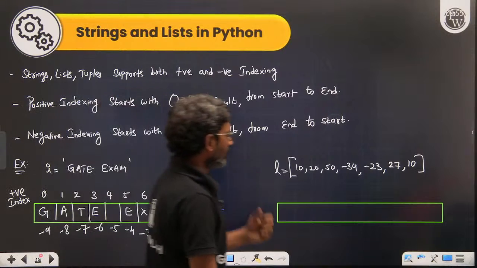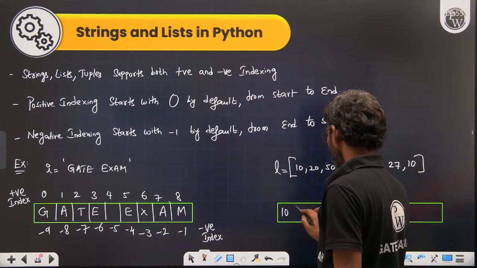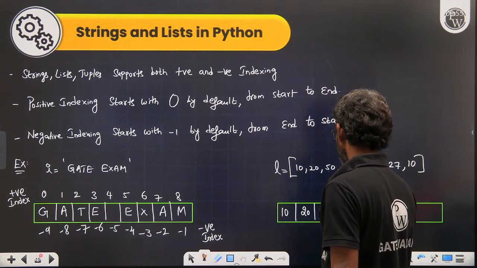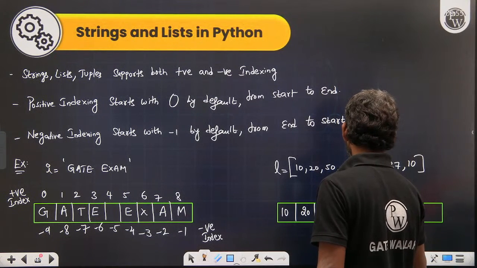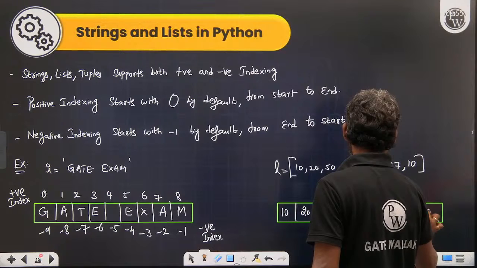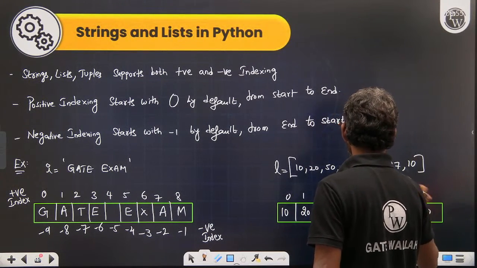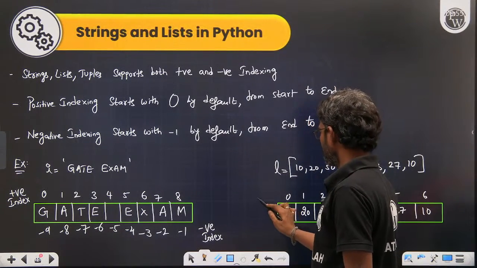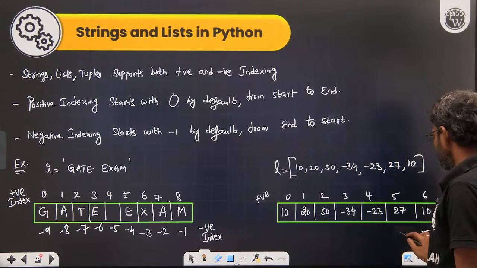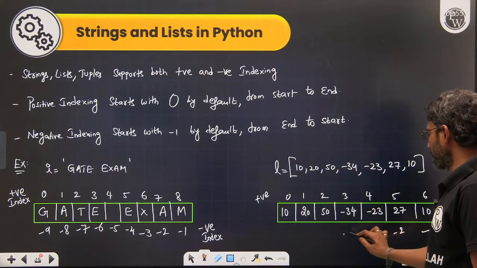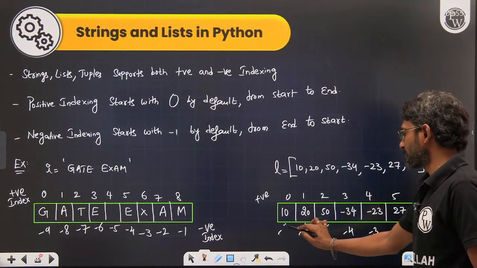Same way here: 10, 20, 50, -34, -23, 27, 10. So these will be positive indices, and negative index starts from -1, -1, -2, -3, -4, -5, -6, -7.